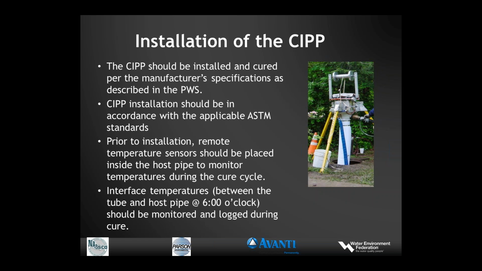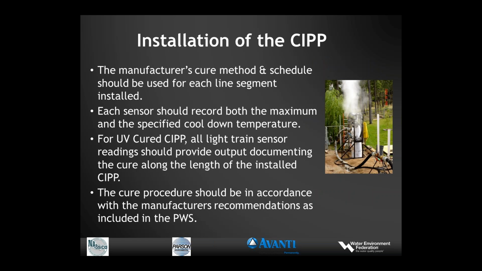Prior to installation, we want to keep track of this cure. It's a very important part of the procedure. But prior to the installation, the remote temperature sensor should be placed inside the hose pipe for the purpose of monitoring temperatures during the cure cycle. Interface temperatures are typically required. This is a location between the tube and the hose pipe at the 6 o'clock position, and these should be monitored and logged during cure.